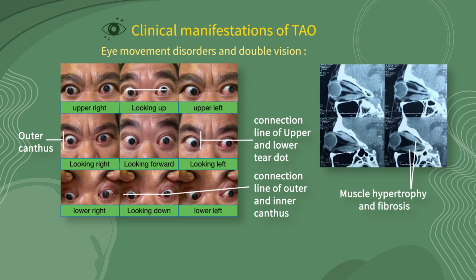In TAO, extraocular muscle involvement is inevitable. In the early stage, there is edema and infiltration of inflammatory cells. In the later stage, the muscles end up with hypertrophy and fibrosis, as we can see from the orbital CT scan, which results in eye movement restriction and eventually causing strabismus and double vision.